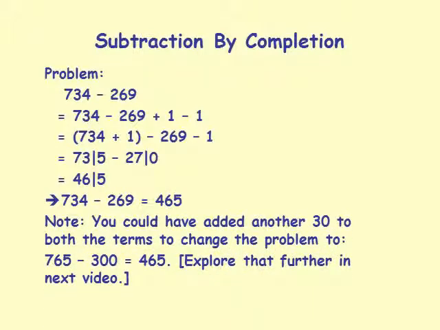Let's continue here. You could have added another 30 here instead of plus 1 and minus 1, so plus 31 and minus 31. That would change the problem: this is the original problem and this is an equivalent problem, and this is the answer of either one. So the equivalent problem, if I said plus 31 and minus 31, would be 765 minus 300, which is equal to 465. We said we would explore that.